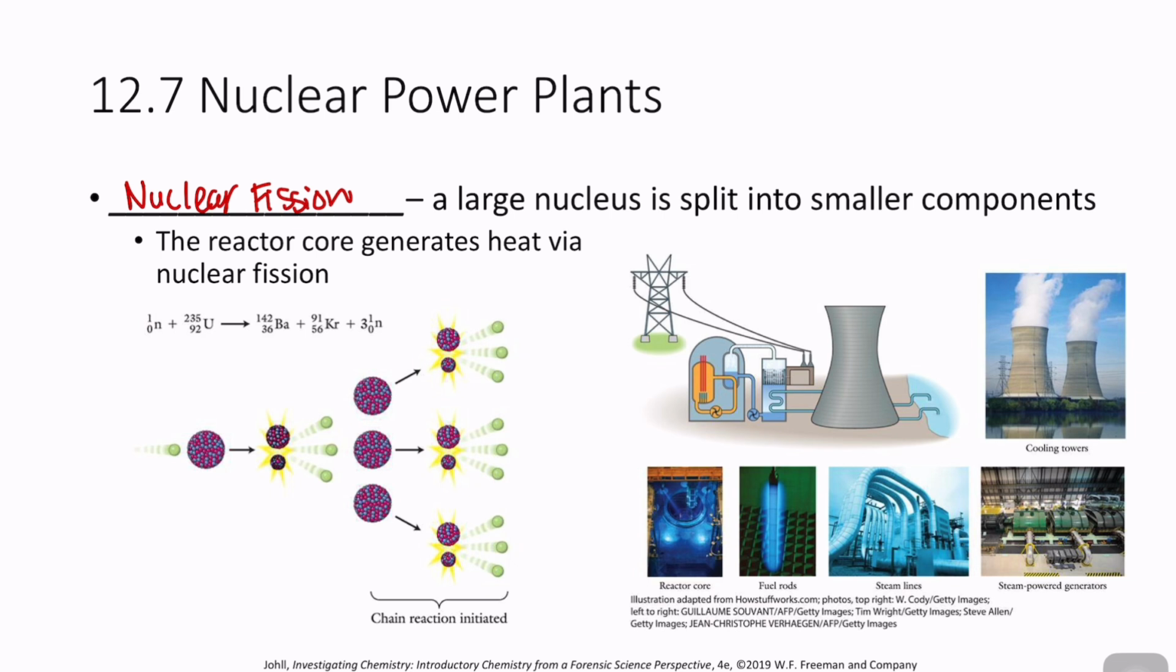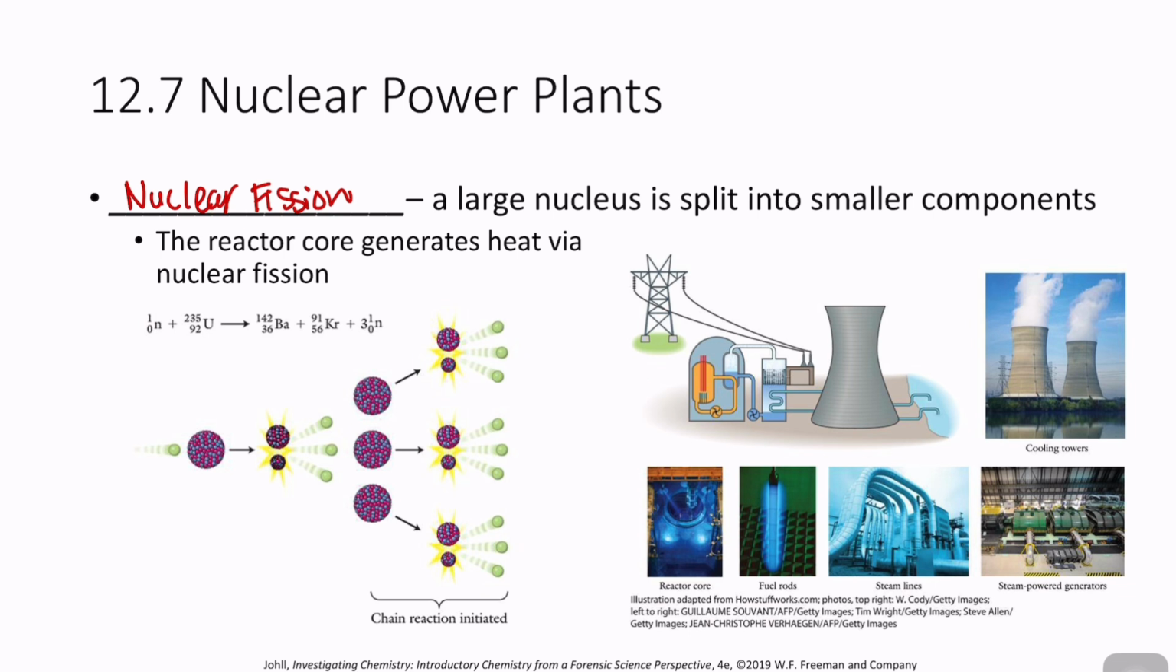So you can start off with this one really big nucleus, bombard it with some sort of energy and some sort of particle, and it can split into multiple nuclei. And then they can do the same thing, and they can do the same thing, and we get all of these chain reactions.